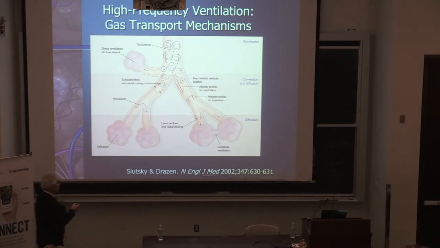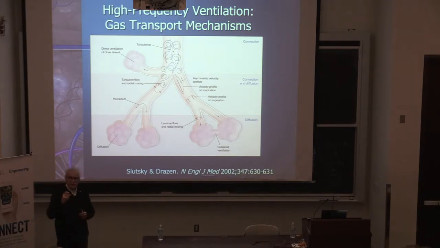In the upper airways, it's convection. It turns out even though the tidal volume is less than the dead space on average for the lung, there are some lung units that are relatively close to the airway opening, so you can get direct alveolar ventilation. In this alveolar region, because the cross-sectional area is so huge, it's basically diffusion that's operative.